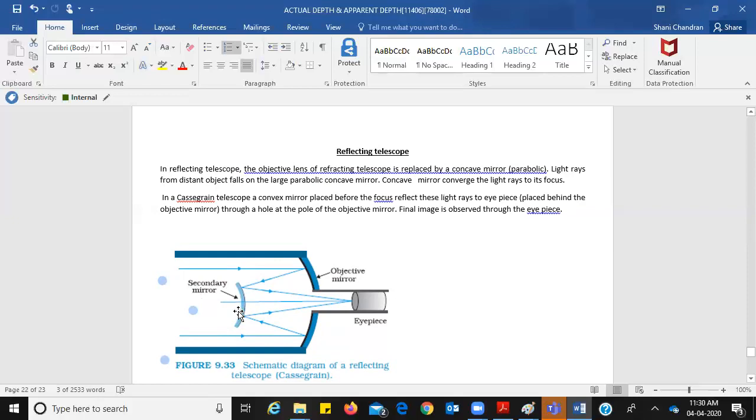But for reflecting, you said it was a concave mirror, right? The concave mirror is the objective mirror. This small convex mirror is just reflecting the light rays back to the eyepiece.